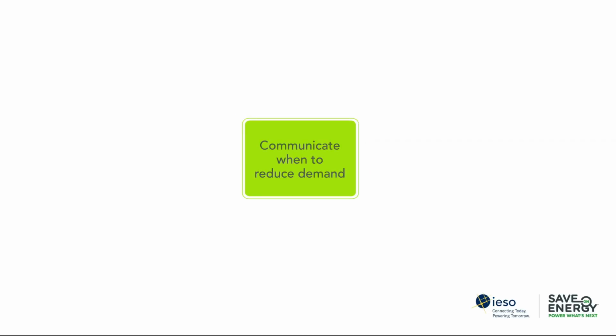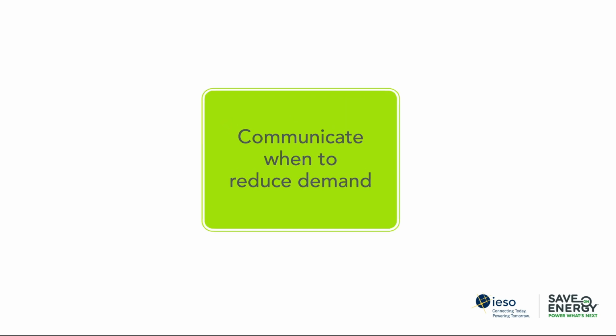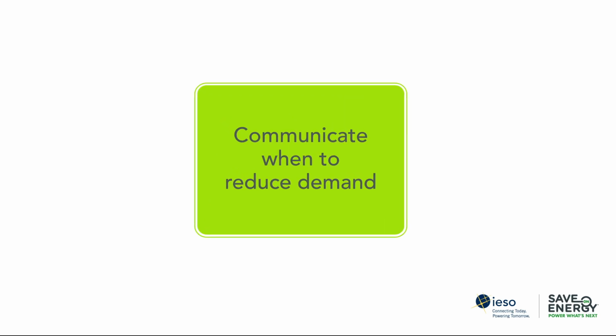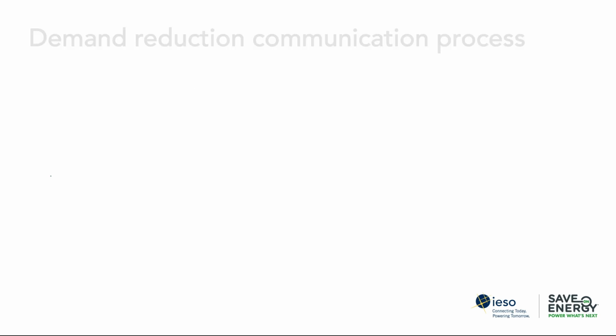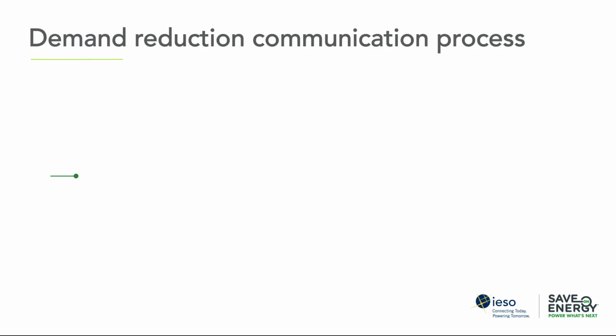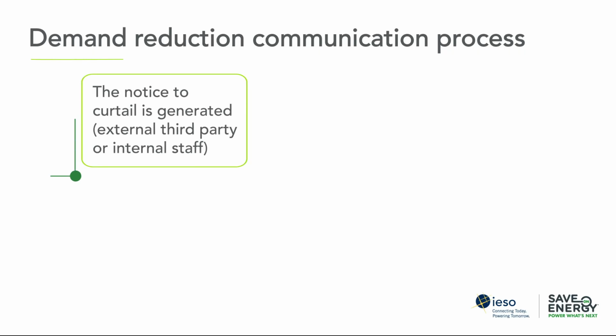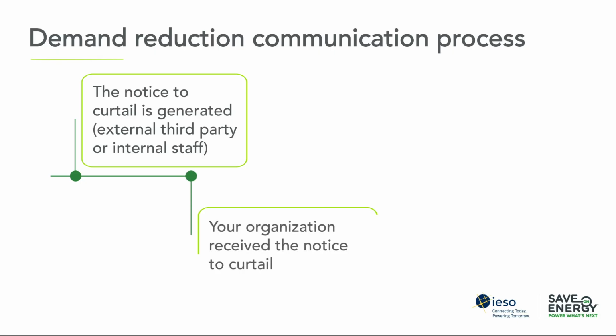Next, you need a solid plan to communicate when demand needs to be reduced so that the curtailment actions that need to happen actually happen. This demand reduction communication chain has 4 key links. First, the notice to curtail is generated. This can come from an external third party or from internal staff trained to predict coincident peaks. Your organization will then receive the notice to curtail.